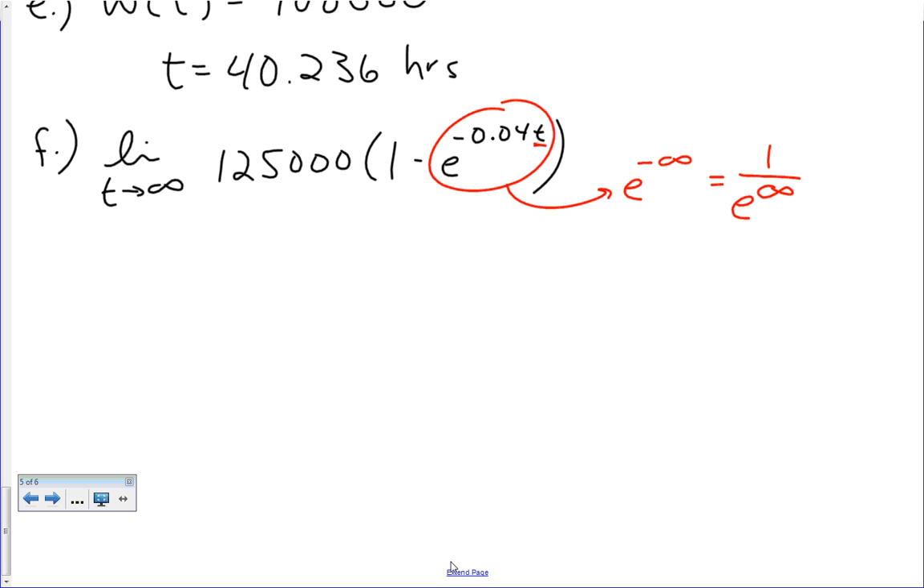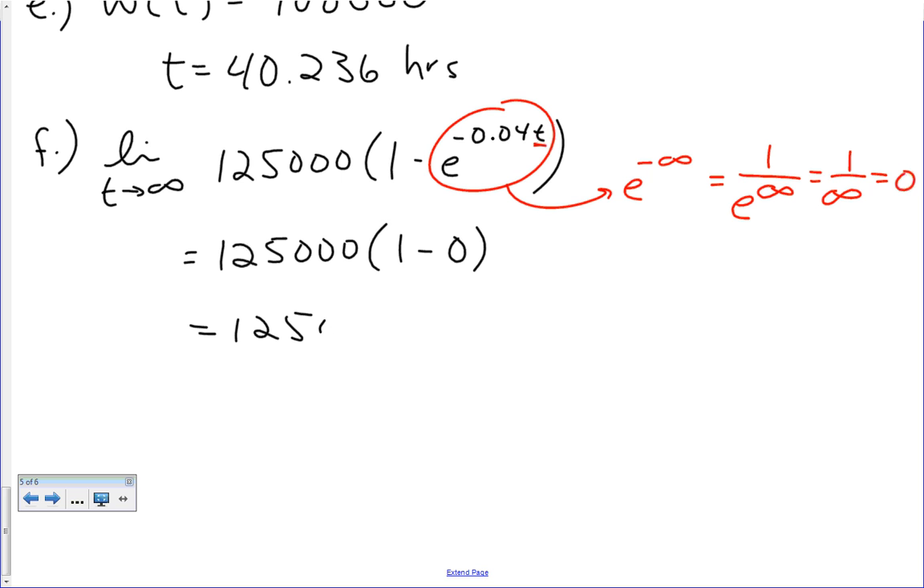So that's 1 divided by e to a really, really big number, which turns out to be a big number. So you have 1 divided by infinity here, and so this is heading towards 0. This is 1 over infinity in essence, which goes to 0. So that part of it, the e to the negative 0.04 times t, is going to 0. So we are left with 125,000 times 1 minus 0, again, because that last part goes to 0. So this turns out to be 125,000.